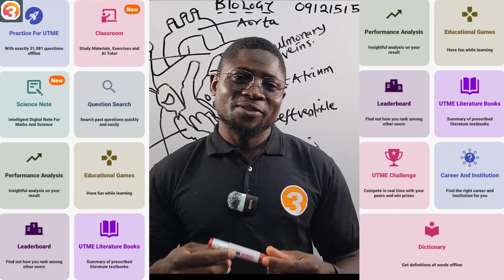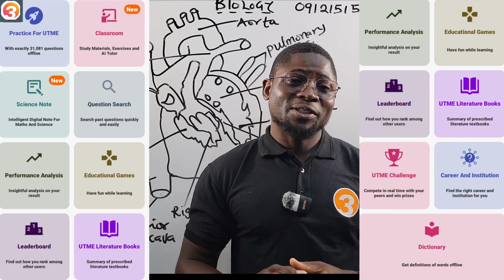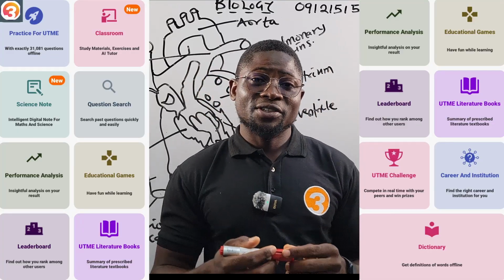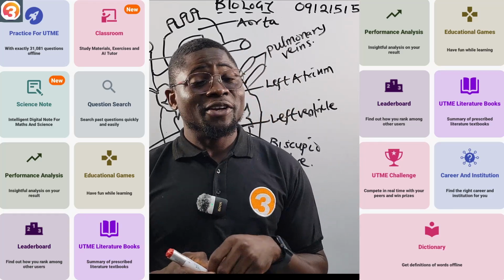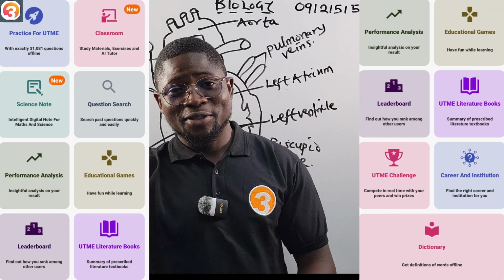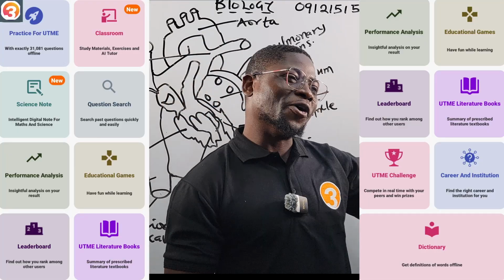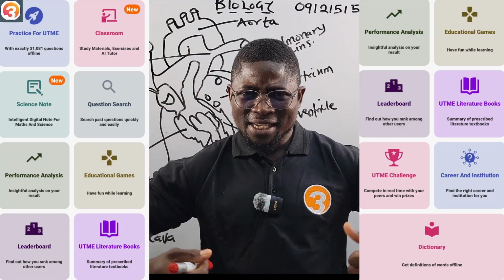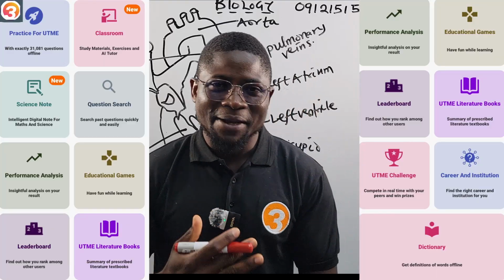What's more, there's the question search feature. Just like the way we brought this question out just now, I went to question search. I clicked on the subject biology, and I put a keyword there. I put the heart, and questions under the heart that JAMB has set in all the previous past questions came out. The importance is that it makes me understand how the examiner thinks.